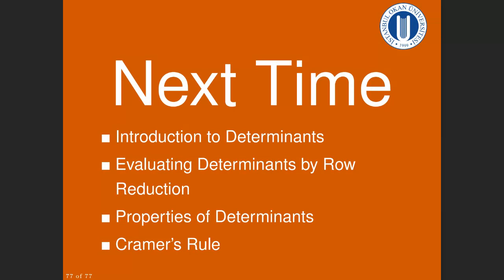Next time we're going to move on to talking about determinants, which is a big part of linear algebra. I'll give an introduction. I will explain how to evaluate determinants by row reduction. We'll go through some properties of determinants, and then we'll finish by talking about Cramer's rule. Are there any questions?